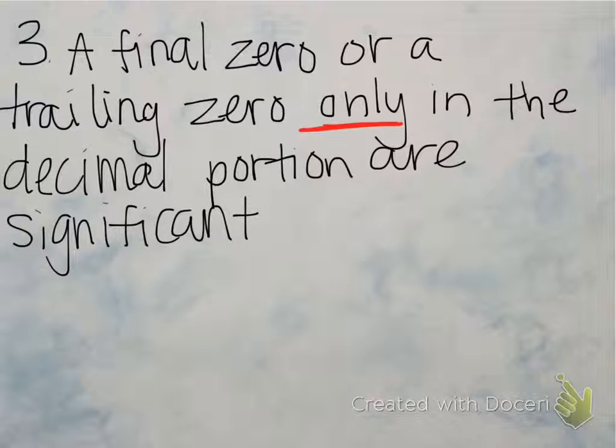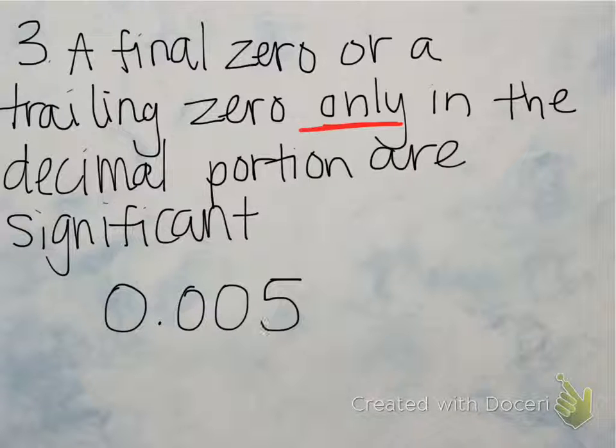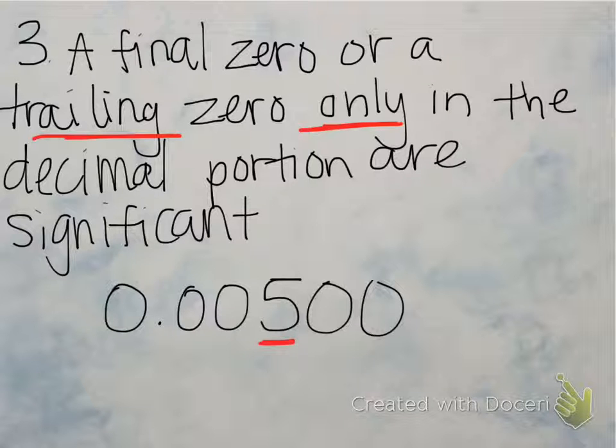So if we have something like 0.00500, let's look at this number. We know that this 5 is significant. It's not a 0, it's significant. So now it says a final 0 or a trailing 0. Think about if someone is trailing in a basketball game or trailing in a football game. Trailing means they are behind. So a trailing 0 is going to be something that is behind a digit that's already significant.